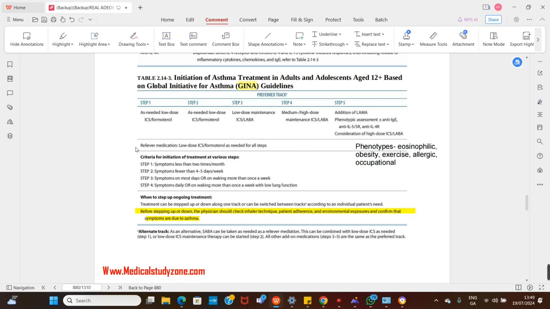If we get the history that the patient is having less than 2 symptoms in a month, that's like intermittent asthma.